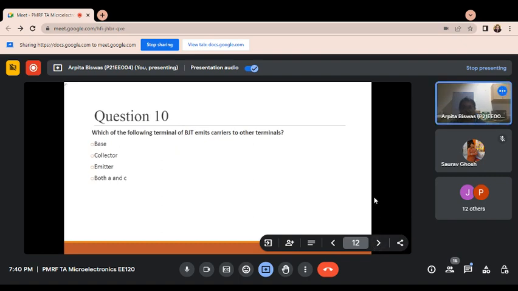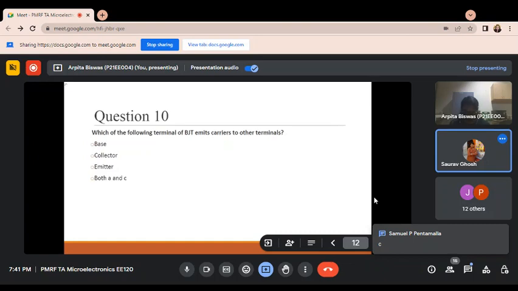So the next question is: which of the following terminals of a BJT emits carriers to the other terminal? The first option is base, the second option is collector, the third option is emitter, and the fourth option is both A and C. So what is the right answer? Option C will be the correct answer. Option C, okay, that is the emitter. Anyone else?